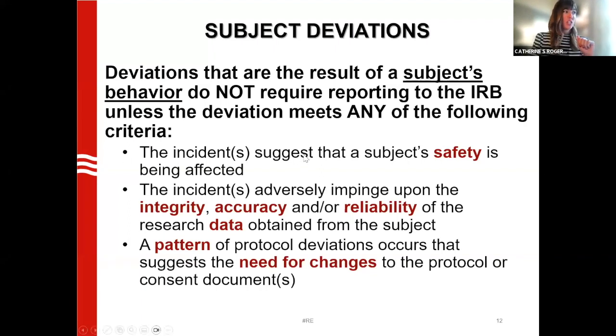So the incident suggests that a subject's safety is being affected. It adversely impinges upon the integrity, again, accuracy or reliability of the research data obtained from the subject. So if they have very specific instructions, like taking the study medication that they're sent home with, and they are not following these at all, their safety could be affected, and it could really affect the quality of the data you're getting from that subject. Or a pattern of protocol deviations that suggests that the protocol itself might need to change. And we do have examples of this.